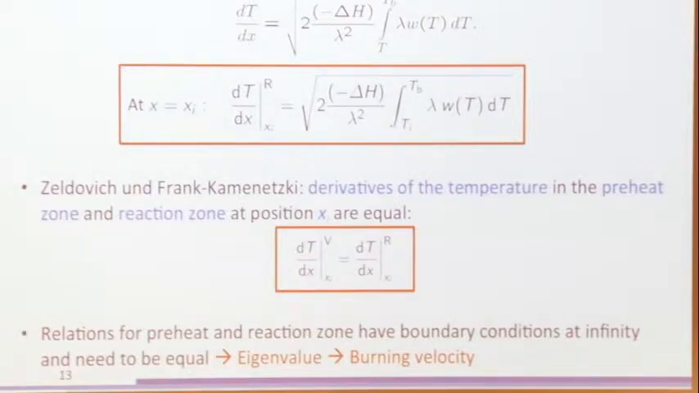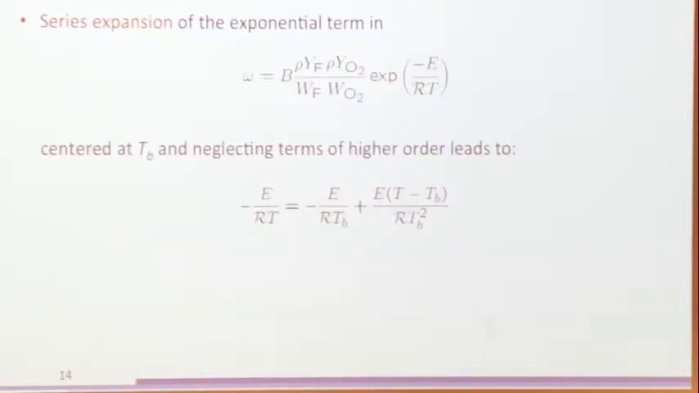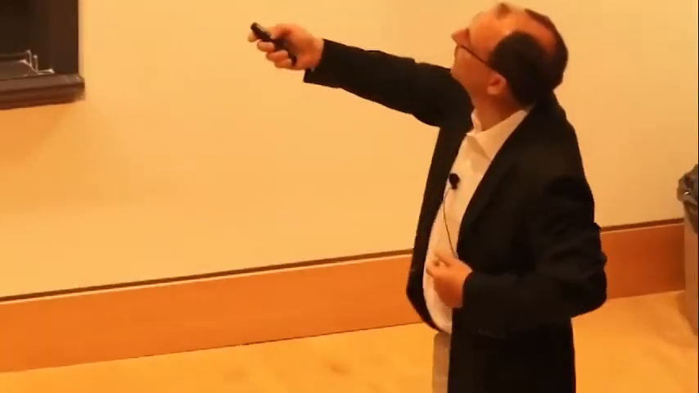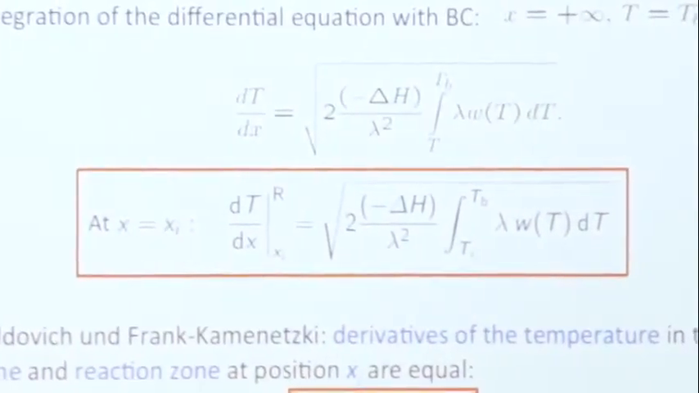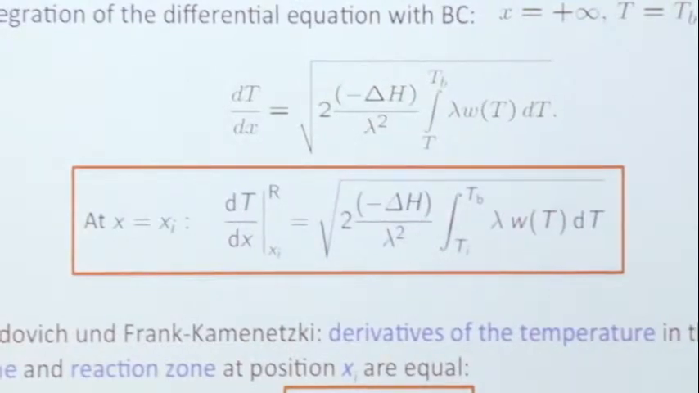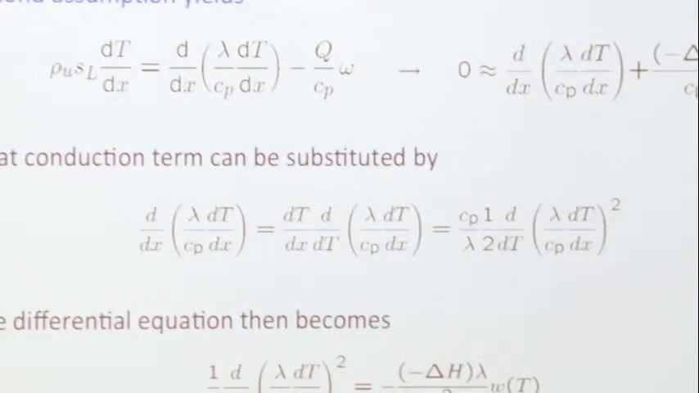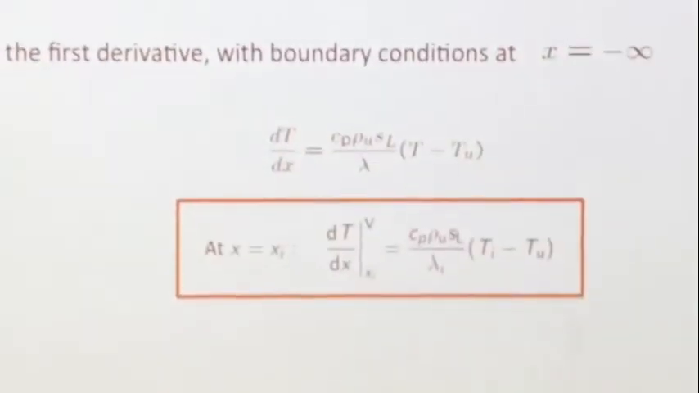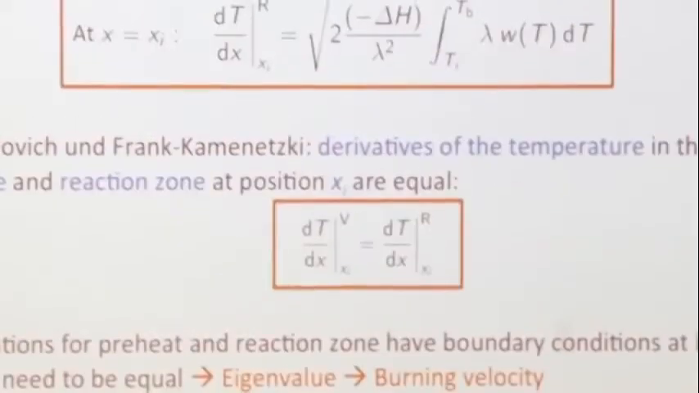So this is called the matching of the preheat zone solution and the reaction zone solution. The matching of this gives you a condition for the burning velocity. Okay, so that's it. I have an analytic form here for W, the reaction rate. So I can numerically integrate this, and then here I can just compute S_L from this. Okay, so basically we're done.